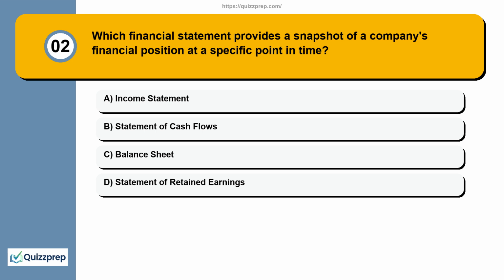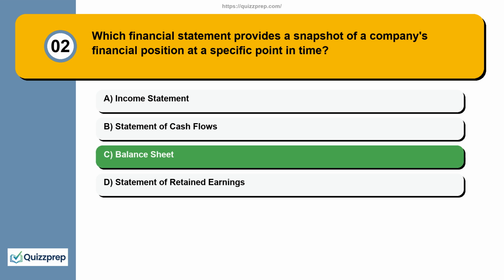Question 2. Which financial statement provides a snapshot of a company's financial position at a specific point in time? Here are your options. Option A. Income statement. Option B. Statement of cash flows. Option C. Balance sheet. Option D. Statement of retained earnings. The correct answer is option C.